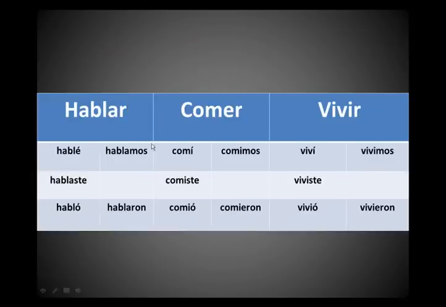Here's a chance to see some very regular verbs in action, both AR, ER, and IR verbs. Take a minute, study these, and consider what they mean. So hablé would be I spoke. Hablaste would be tú hablaste, you spoke. Usted habló, él habló, he spoke, you formal spoke. So this is talking about in the past, right? I ate, I lived, you lived, he lived.